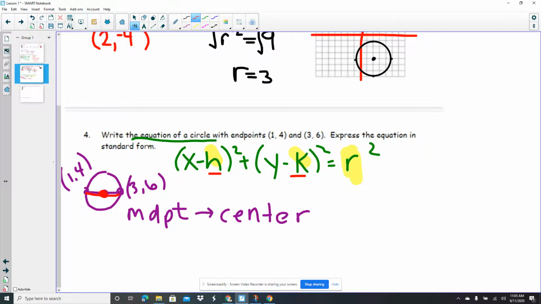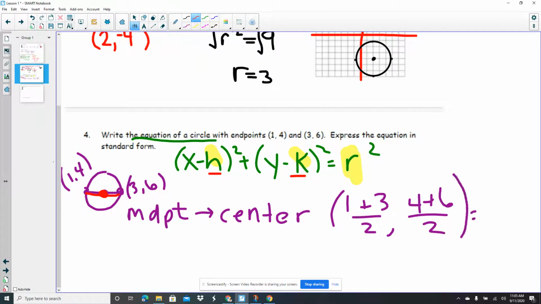All right, so let's do this. Let's add the 1 and the 3: 1 plus 3, and divide by 2. And let's add our y values: 4 plus 6, divide by 2. And we get our center. Our (h, k) is going to be (2, 5). That's our h, that's our k.